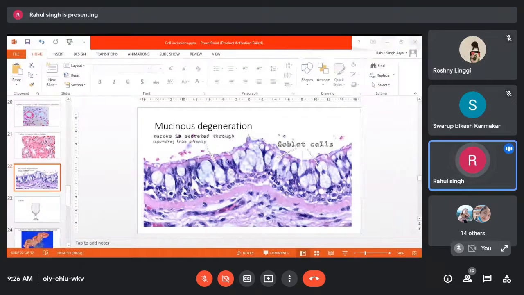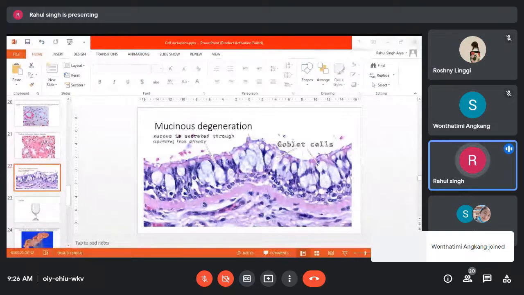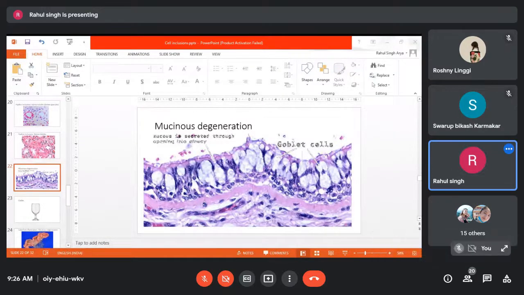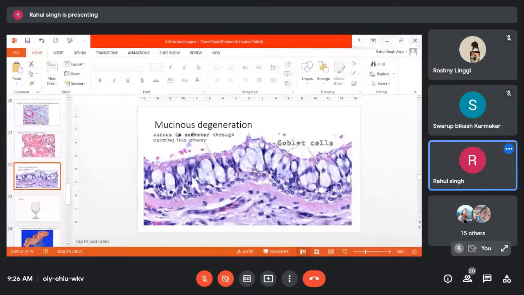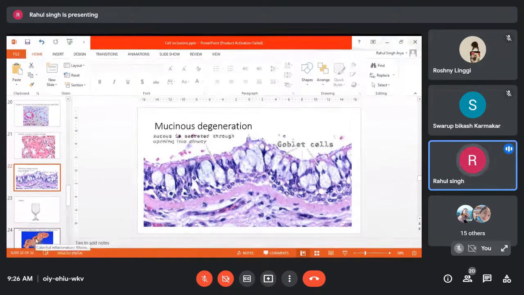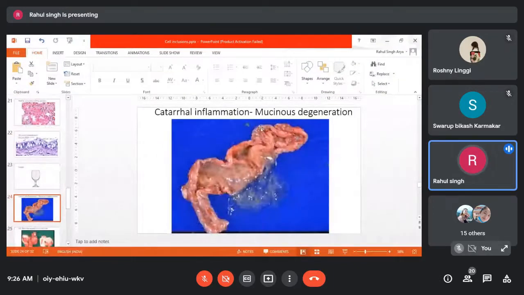Catarrhal inflammation of the mucosa. No other epithelial cell, only the presence of mucin secreting goblet cells. And grossly, it will appear like this.